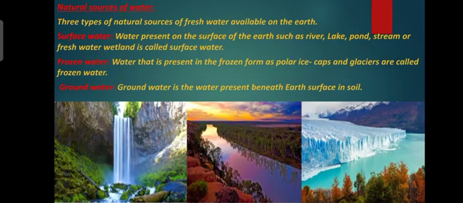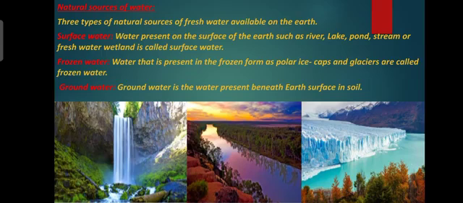Now move on to natural sources of water. Three types of natural sources of fresh water are available on the Earth. First, surface water. A part of the rainwater falling on the Earth's surface runs down the slopes of the land in the form of rivers and streams. In some rivers, water also flows in from the melting of ice on mountains.